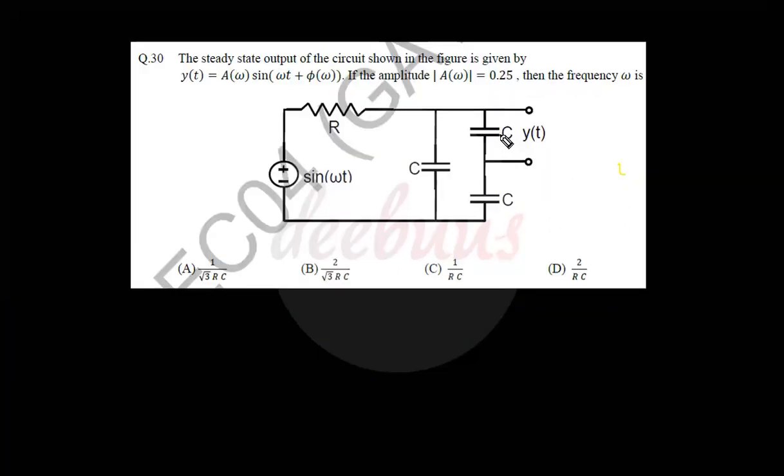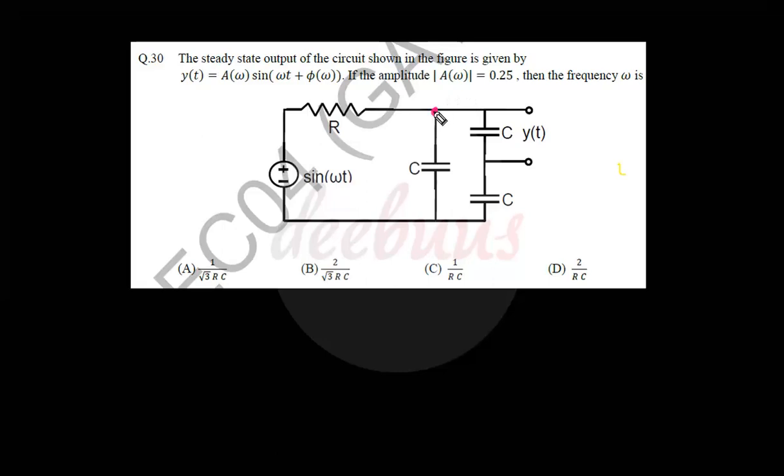Now moving to the next 2 mark question: the steady state output of the circuit shown in the figure is given by y of t equal to A of omega sin of omega t plus phi of omega. If the amplitude mod A of omega equal to 0.25, then the frequency omega is? So the steady state output of this circuit is given as y of t equal to A of omega sin of omega t plus phi of omega, and its amplitude is given as 0.25.